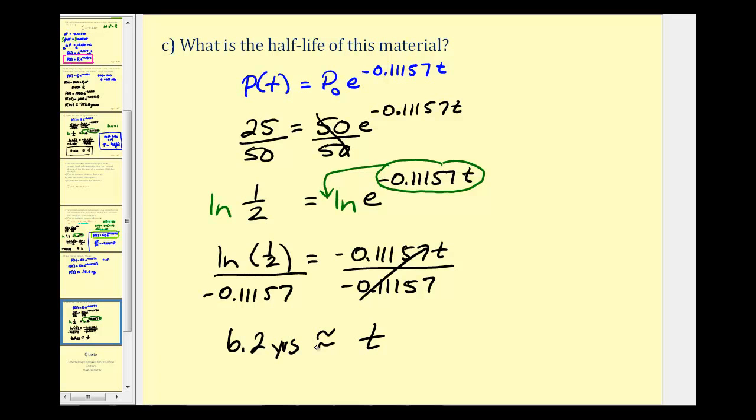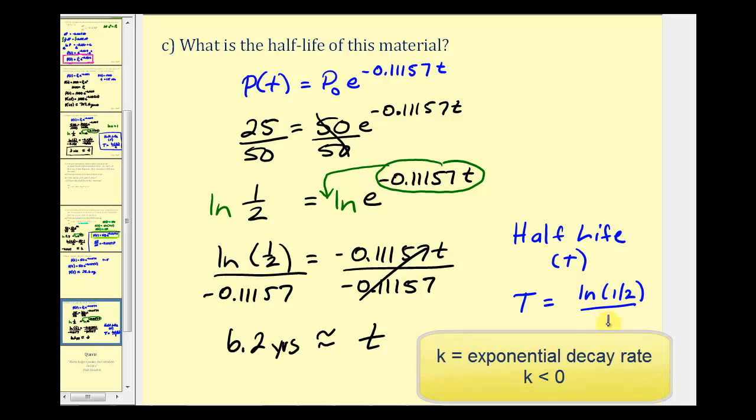Now there is a shortcut to find half-life when we have exponential decay. I showed this in part 1, I'll show it again. We can find the half-life, if we call it capital T, by taking natural log 1/2 and dividing by k. But of course we can always just set up and solve a similar equation as we did here.